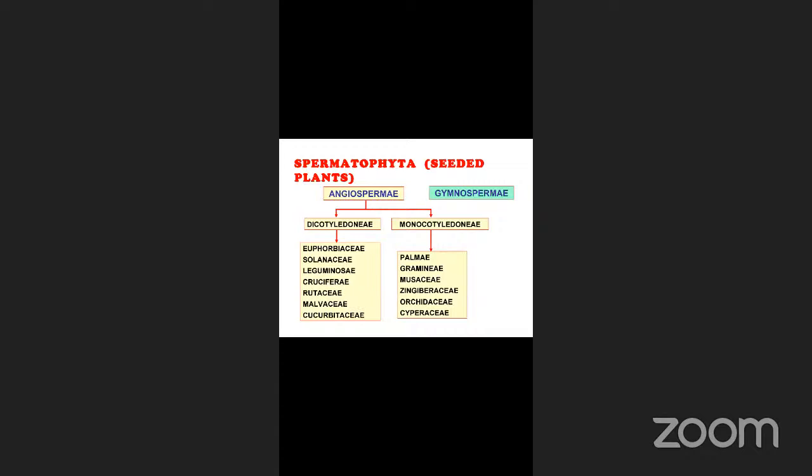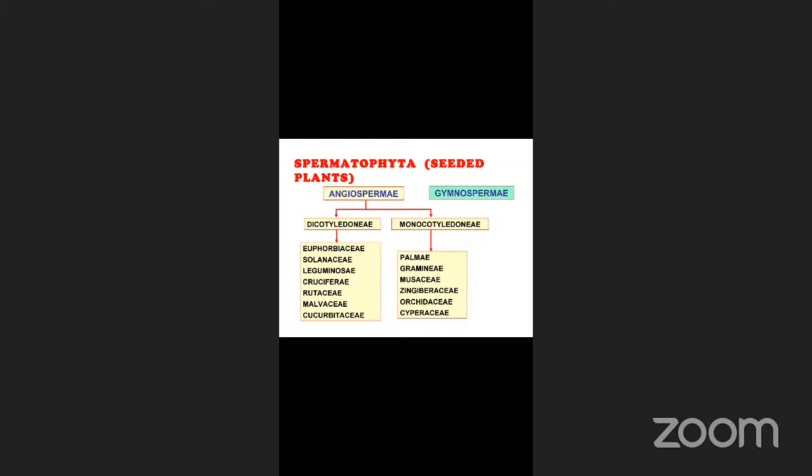Next, dicotyledons show different plants. That is Euphorbiaceae, Solanaceae, Leguminosae, Cruciferae, and Rutaceae. Finally Malvaceae and Cucurbitaceae also. All these belong to dicotyledons.